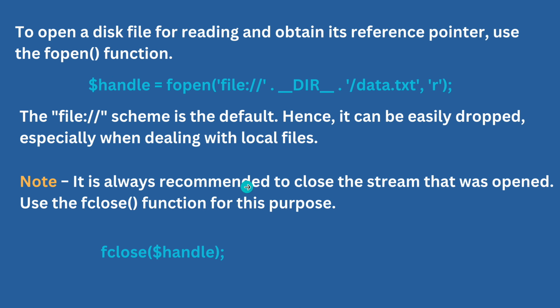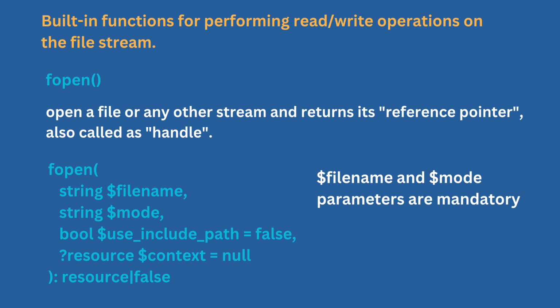It is always recommended to close the stream when opened. Use the fclose function for this purpose. If you open a stream, meaning open a file, do some operation, and then always what do you need to do? Close the file. Close the handle. By closing the handle, basically I am dereferencing, releasing the reference to that memory. Right.